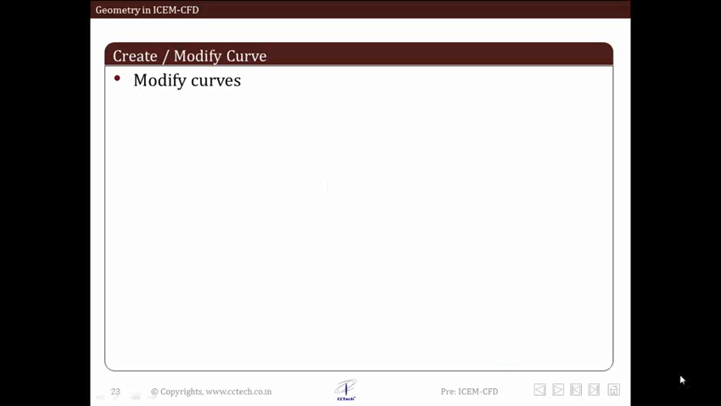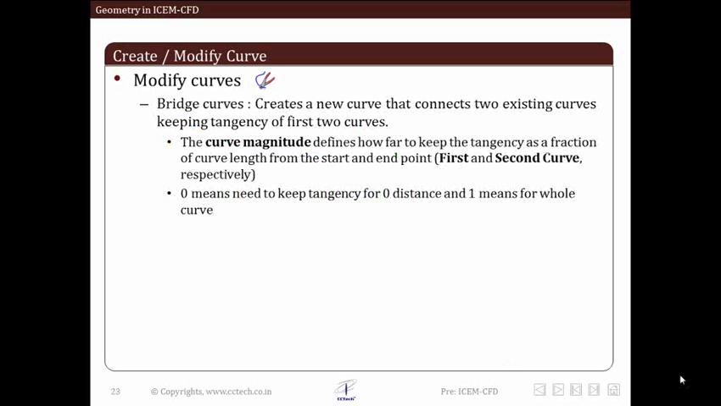The last operation in the extend curve option is bridge curve. This option allows us to create a new curve that connects two existing curves in order, maintaining the tangency of the first two curves. For this, we have to select the curve along with specifying the curve magnitude. Here, curve magnitude is defined as what distance the tangency of the first curve and the second curve should be kept.